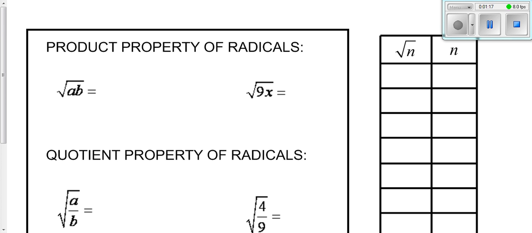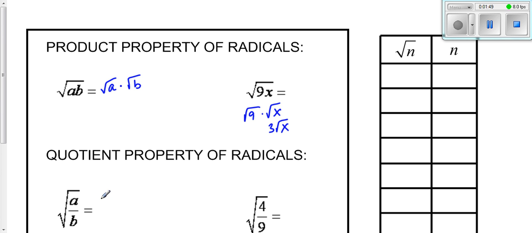Now, a couple properties of radicals. First of all, the square root of a product is the product of the square roots. So the square root of a times b is the square root of a times the square root of b. Now the way we use that, something like the square root of 9x, we can break that up into the square root of 9 times the square root of x, and the square root of 9 is 3.